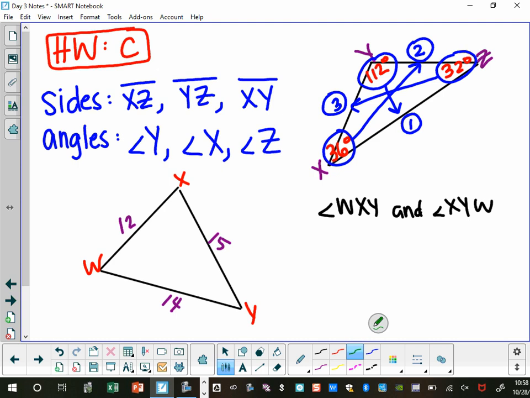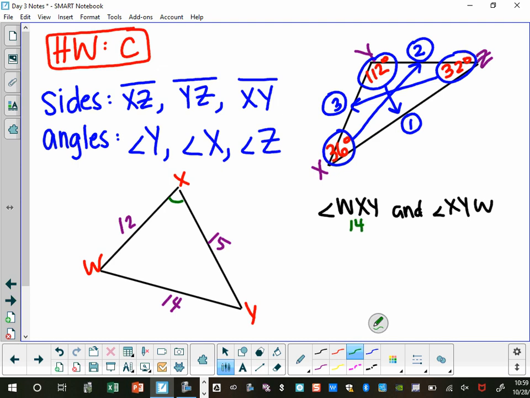All right, take a look at this. It's angle WXY, so we have W, X, Y. Which one's in the middle? The X, right? Which side is directly across from X? 14, right? Angle WXY, what's completely opposite of that is 14. So write that small underneath.